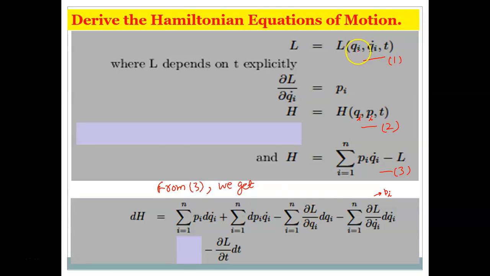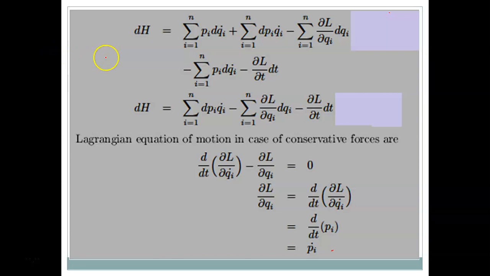So from here we get minus the summation, i going from 1 to n, because this qi does not mean only one variable. In fact these are n variables, q1, q2, q3 up to qn, and q1 dot, q2 dot up to qn dot. As explained earlier, if you take dL, it will give you this expression, and because t is also there explicitly, you write minus del L by del t into dt. Further simplification gives you pi dqi dot plus dpi qi dot minus this quantity, and we are writing it here in this way.